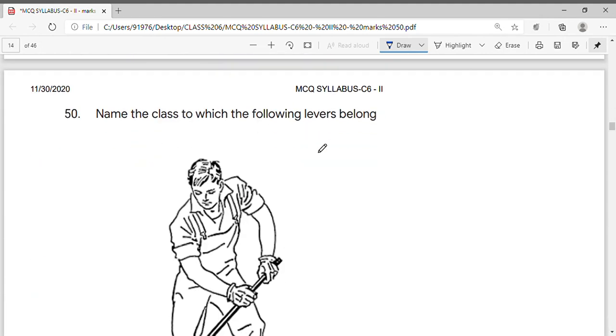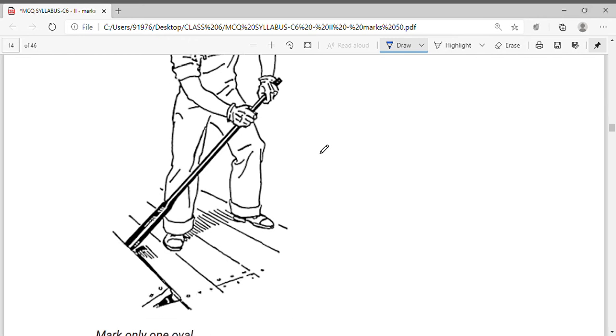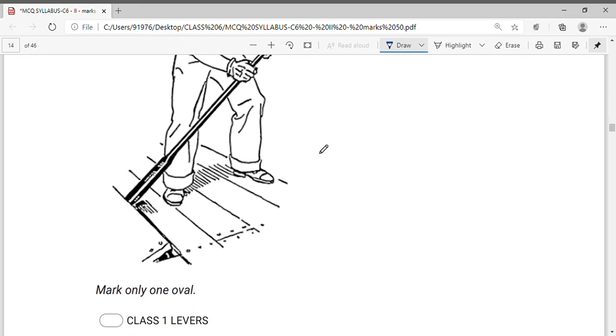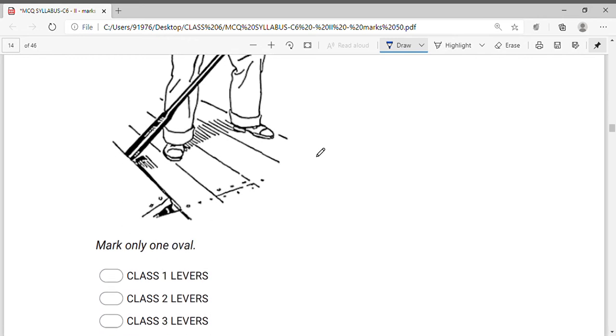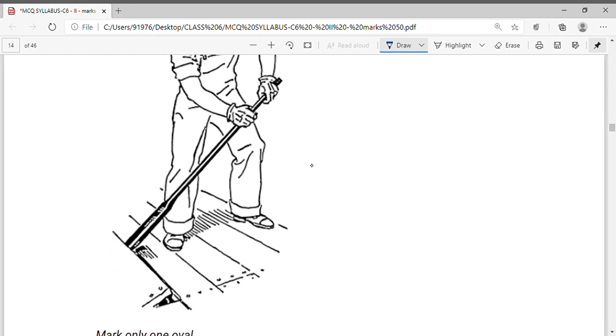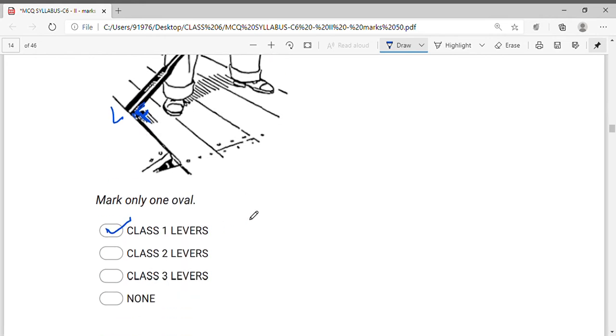Again, this is a crowbar. So crowbar, it is again a class 1 lever. You are putting your effort over here. Effort is over here. This is the load, and this is the fulcrum over here. The support that you are taking, that is the fulcrum. So where the fulcrum is in between, it's a class 1 lever.